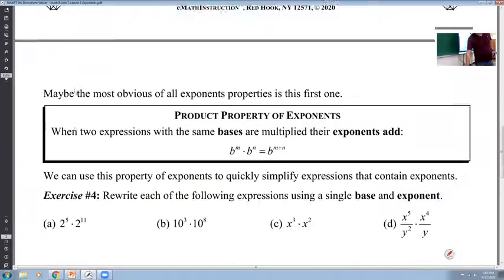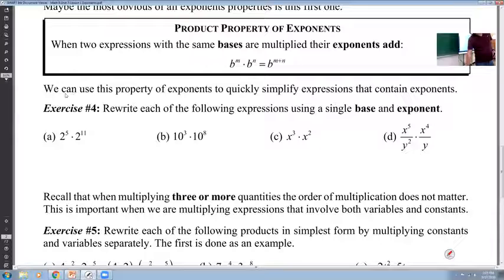Okay. And the next page and the last page, okay? So what is it about? When two expressions with the same base are multiplied, their exponents add, right? So if you see multiplication in exponentials, multiplication turns into addition, all right? What does it mean? You have to add the exponents, keep the base.